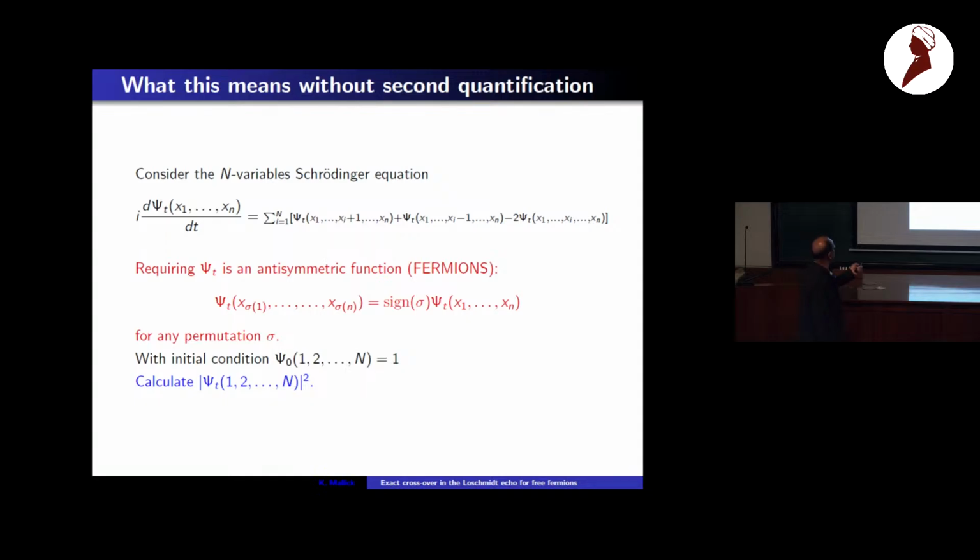You want to find psi in an antisymmetric form. These are fermions, so if two people sit at the same place, this thing vanishes, and if you permute two of them, you get the sign of the permutation. The initial condition is just psi at time 0, at sites 1 to n, equal to 1. And what you want to compute is the square, because these are complex numbers, the square modulus of the values of psi at time t evaluated at 1 to n. So forget about second quantization, whatever. It's just a PDE problem, if you prefer.